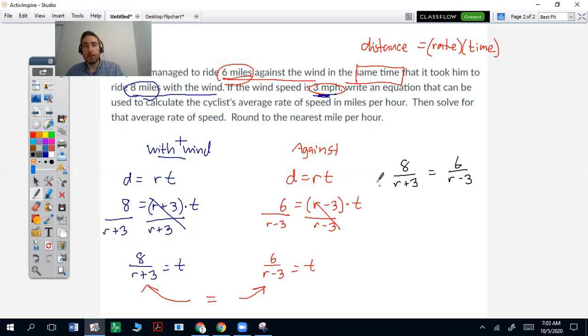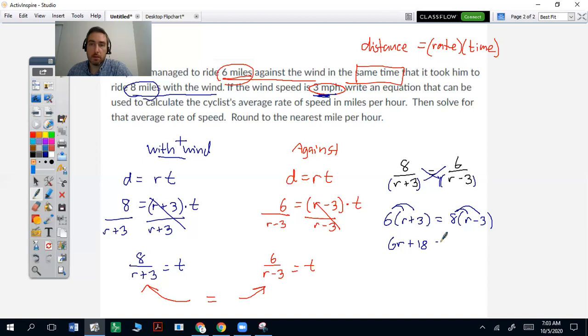Now, we can solve for that rate by solving the equation. This is a proportion, so we could just treat this as cross multiplication without having to deal with denominators, but it's going to be 6 times r plus 3 equals 8 times r minus 3. So distributing that out, that's 6r plus 18 equals 8r minus 24.